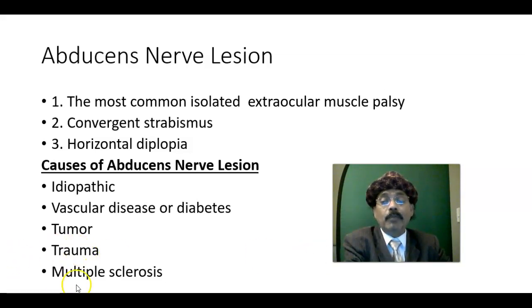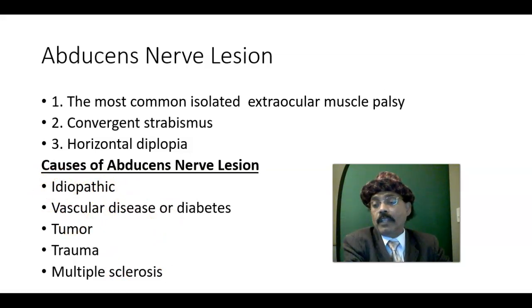Trauma, because this nerve passes through the superior orbital fissure. So if there is any type of inflammation in the superior orbital fissure, or any type of trauma or destruction in the passage of the abducens nerve, it may lead to abducens nerve paralysis, or it may happen due to involvement by a tumor or trauma. And also in multiple sclerosis, which may damage the optic nerve, it may also damage the abducens nerve. But the most common cause is idiopathic.